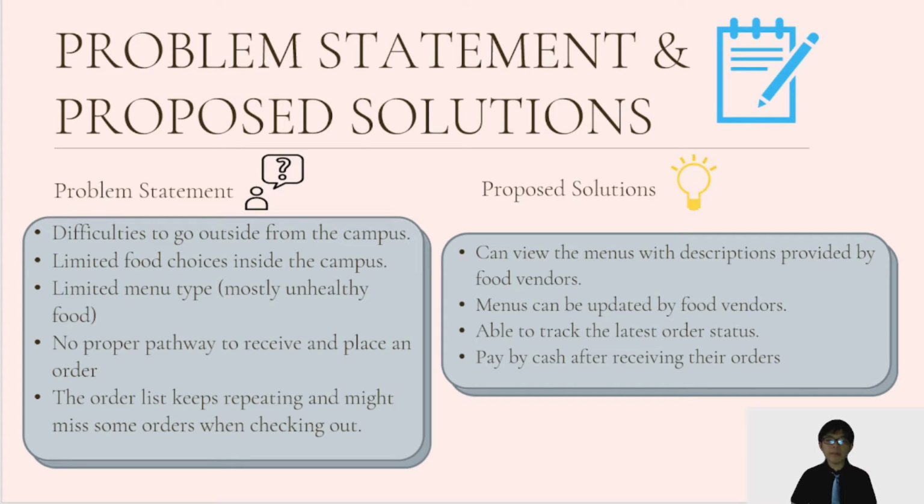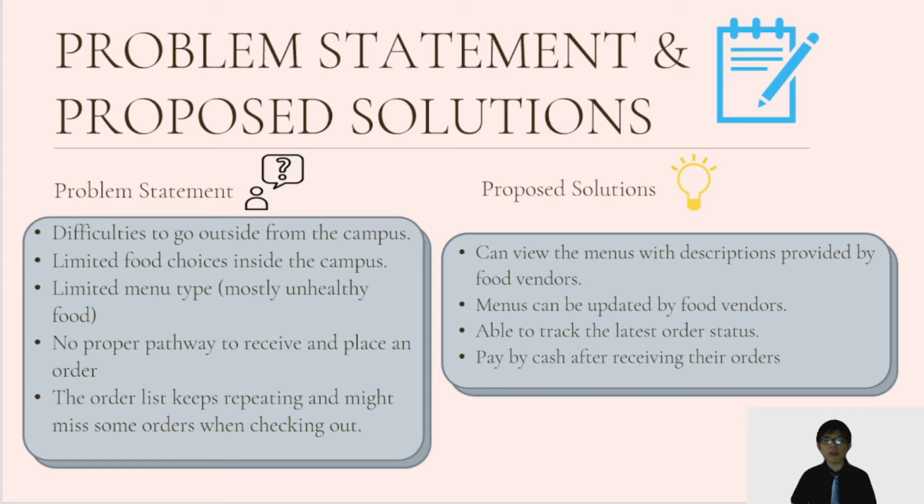First, the system was developed so that Unima students can view the menus with descriptions provided by the food vendor. This lets Unima students get more information about the food and place the order correctly. Besides that, the system is able to update the latest menu by the management without visiting the restaurant physically. The food vendor can update the menus using the application installed on their phone or laptop.